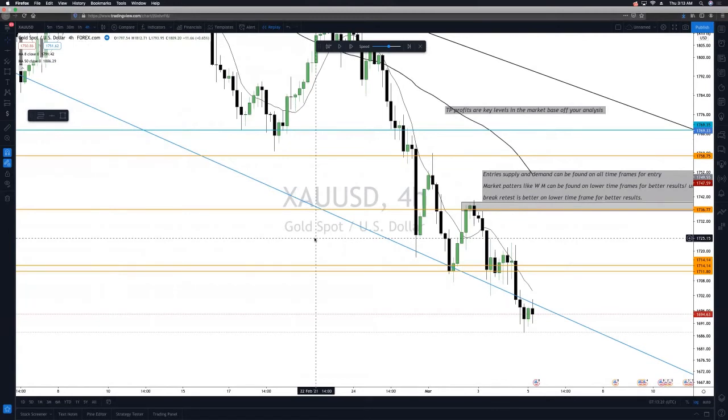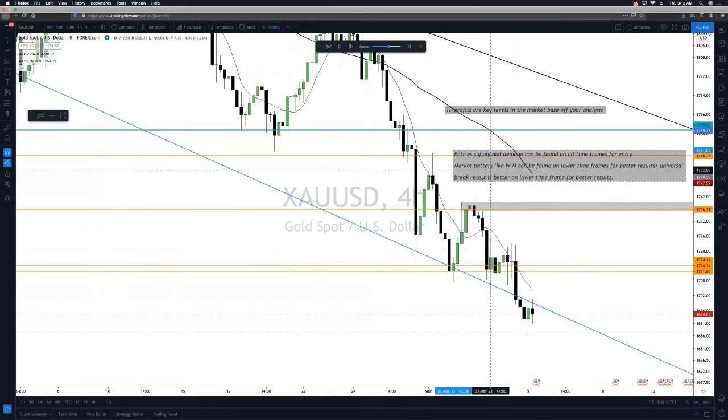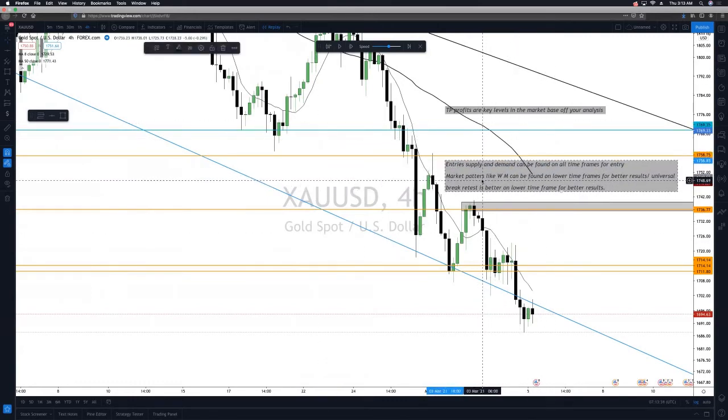But you can take sell limits, supply and demand on higher time frames. Like I said before, I had written it out for y'all. Entry, supply, and demand can be found on all time frames. So supply and demand, you would have found that on all time frames.